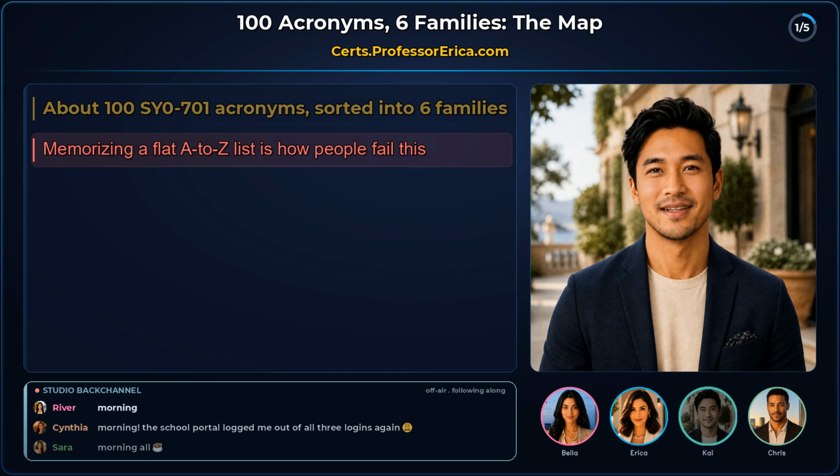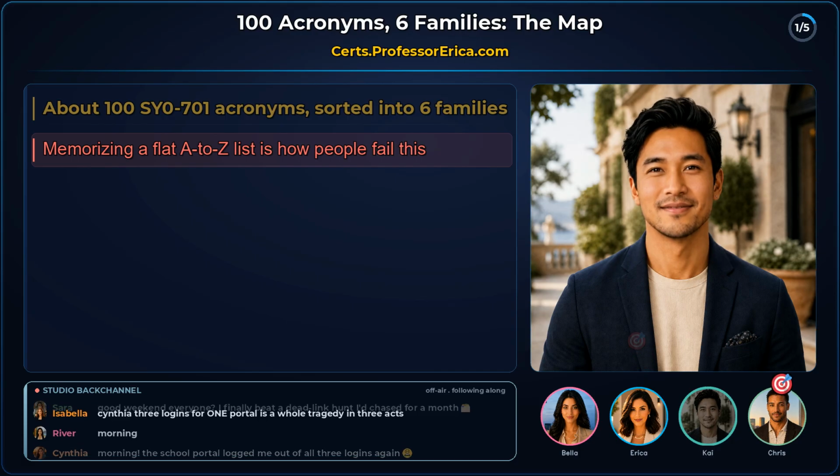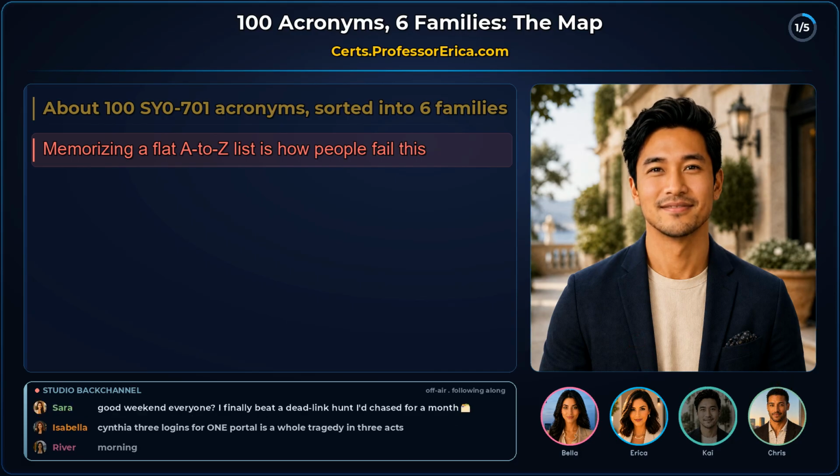I'm Kai, and let me put a number on why the flat list fails. About 100 terms, learned in random order, is 100 separate things to hold. Sort them into 6 groups and you are holding 6 buckets, and your recall on test day roughly doubles. That is the whole move.